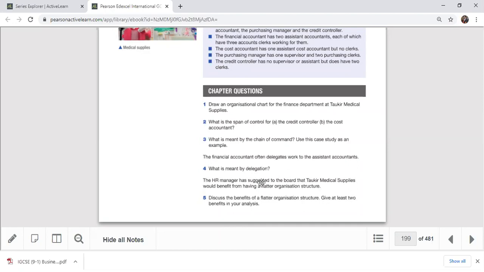And the other question: the HR manager has suggested to the board of directors that Takir Medical Supplies would benefit from having a flatter organization structure. Discuss the benefits of a flatter organization structure, giving at least two benefits in your analysis. Now I will draw that chart. You can see the chart will be like this.